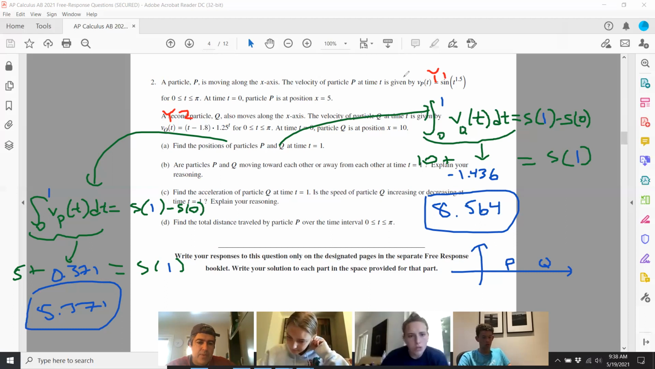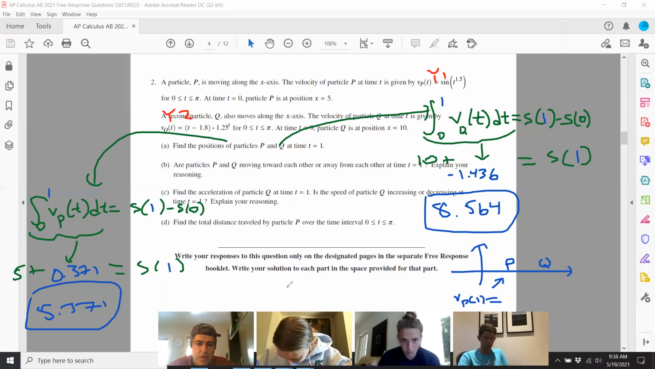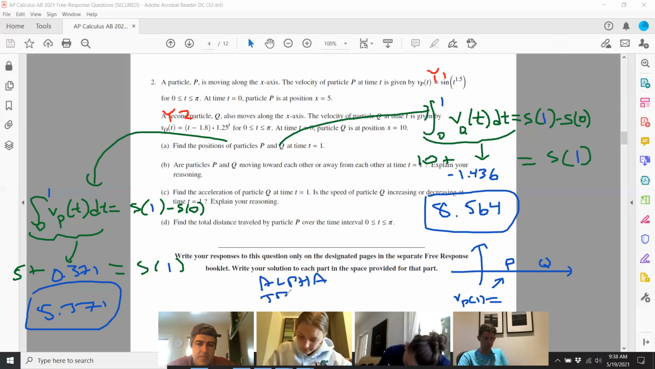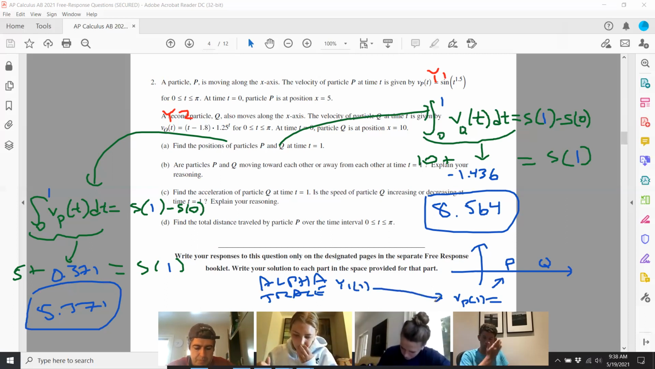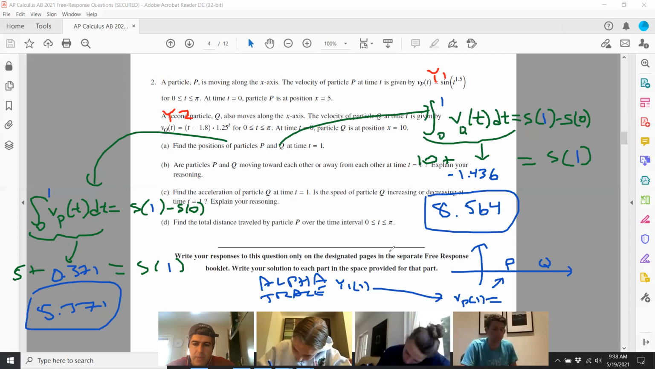The beauty about storing these right from the get-go is that now all you have to do is, we do need the velocity here. So what's VP of 1? All you have to do is hit alpha trace and just put y1 and then parentheses 1. That'll get us that. So alpha trace y1 parentheses 1. I get 0.841. So it's moving to the right.